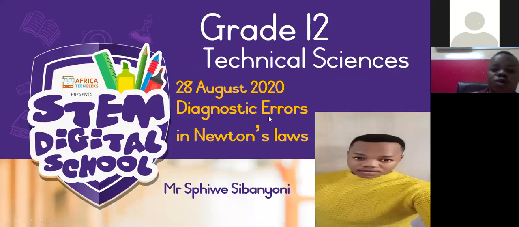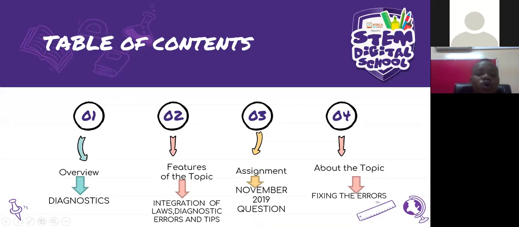Right, so we are doing diagnostic errors in Newton's laws, and we will do that through at least a question that will help us to address all these particular gaps, right? Now, the overview of today's lesson will be the diagnostics, and we will be looking at integration of these laws, diagnostic errors and tips. And for our assignment, we'll be doing the November 2019 question. That is question number 3 from Technical Sciences Paper 1.